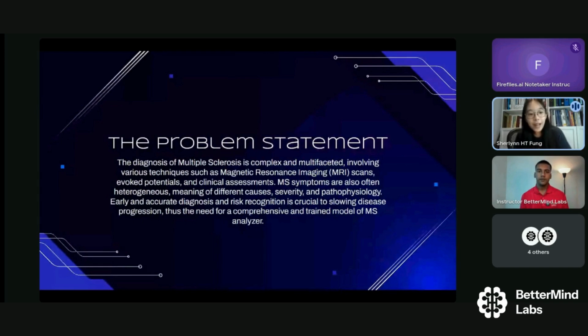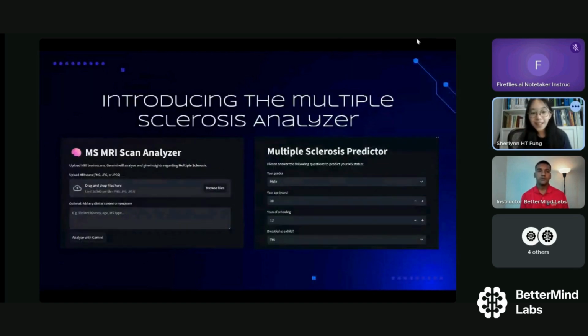So early and accurate diagnosis and risk recognition is crucial to slowing down disease progression, thus the need for a comprehensive and trained model of MS analyzer. Which is why we created the multiple sclerosis analyzer. Later on, I could also show you guys the website and interface.